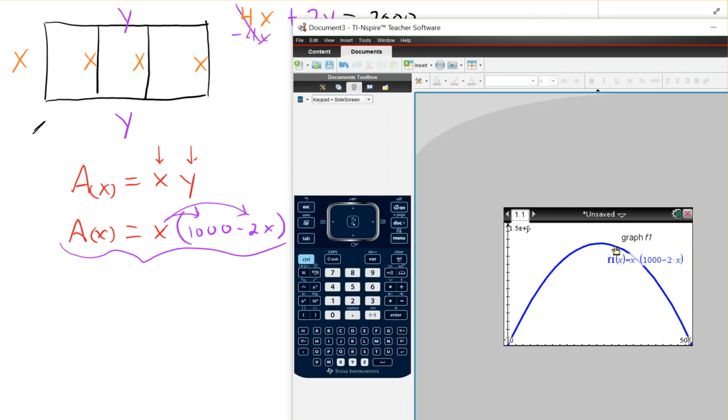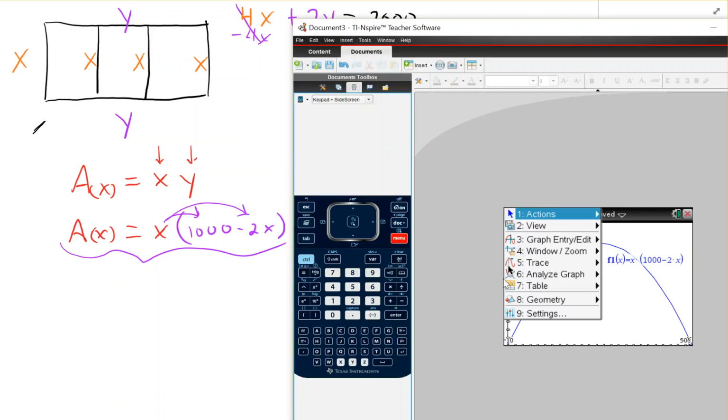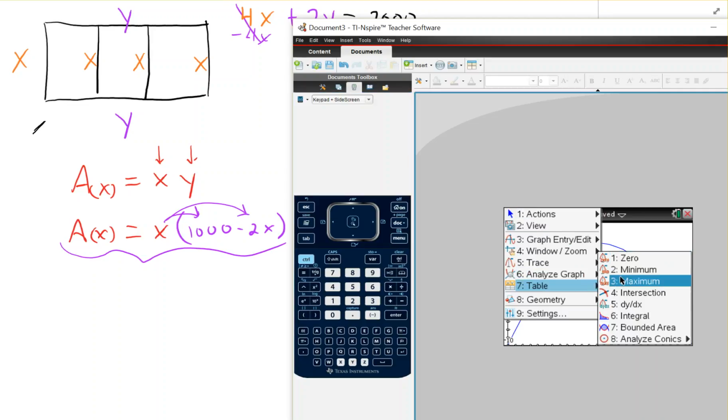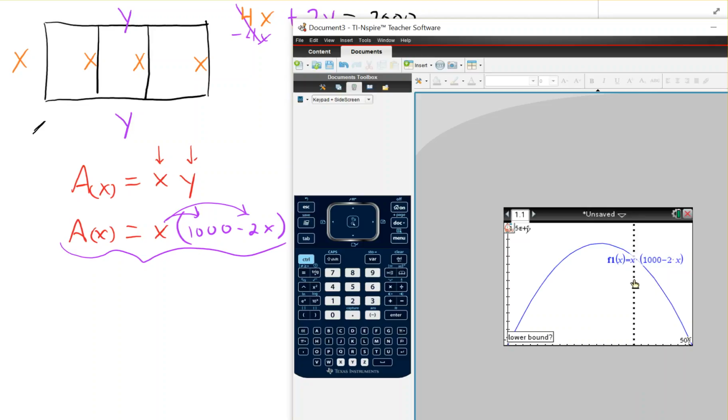So now we just need to go menu, analyze graph. This is a maximum we're looking for. So we're going to the left of it, we're going to the right of it. And it says 250, comma, and then 1.25 e positive 5. I'll explain what that means if you don't know. First off, let's look at the 250. That's my x value, right? That's saying that x in this case is going to be 250.